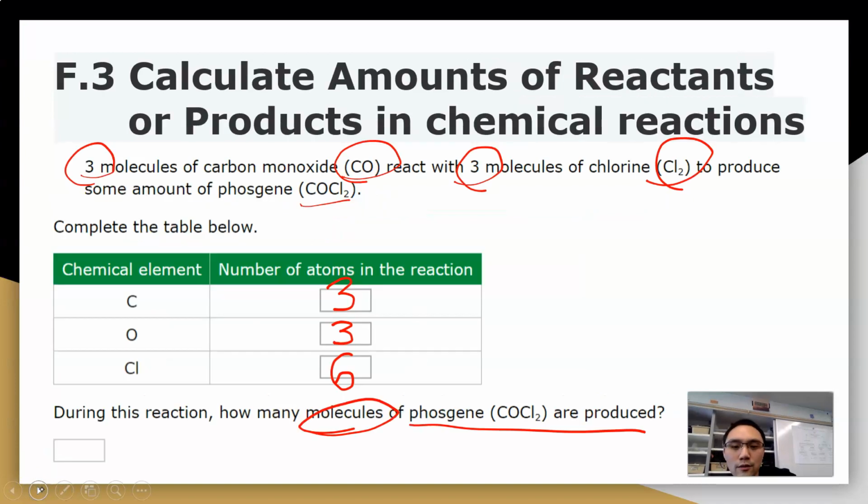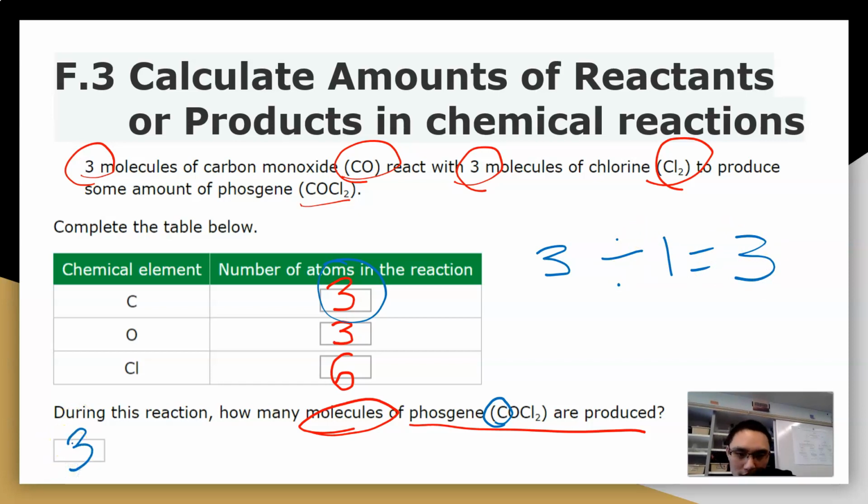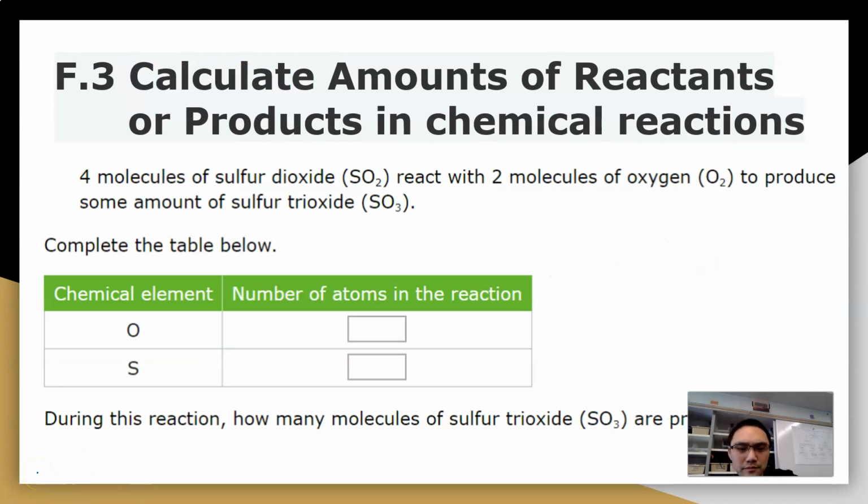Okay, so for carbon, we'll pick on carbon for now. For carbon, there are a total of 3 atoms of carbon that we have total. In the actual chemical formula, you only need 1 because it has no subscript other than 1 is hidden. So 3 divided by 1 is equal to 3, which means that you have a total of 3 molecules of phosgene that you can make with all these atoms here. Okay. All right. Now going on to the harder one.